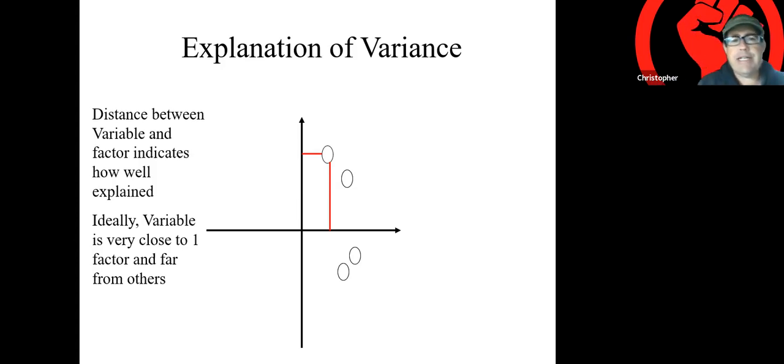Now, ideally, what we're going to see is that variables are very close to one factor and far from others. With our second variable, the one that I didn't graph, the second one from the top, that one's about the same distance from both factor 1 and factor 2. So it's not an ideal situation. It's equally explained by those two, and we want it to be more explained by one. What we can do to get there is what's called factor rotation.